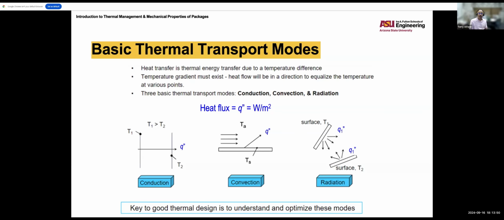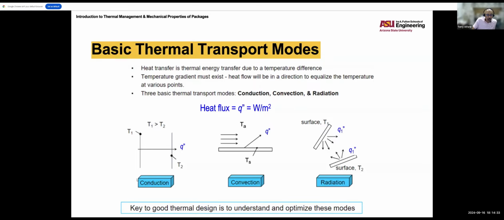Okay, and then you got three different modes of thermal transport: conduction, convection, and radiation. We'll get back to those in a second. Let's just talk about heat flux. That's q double prime, because if I just had Q, it would just be heat. So this is Q, or heat per meter squared. That's our heat flux. All right, so let's go back. We're talking about how we move or transfer heat.